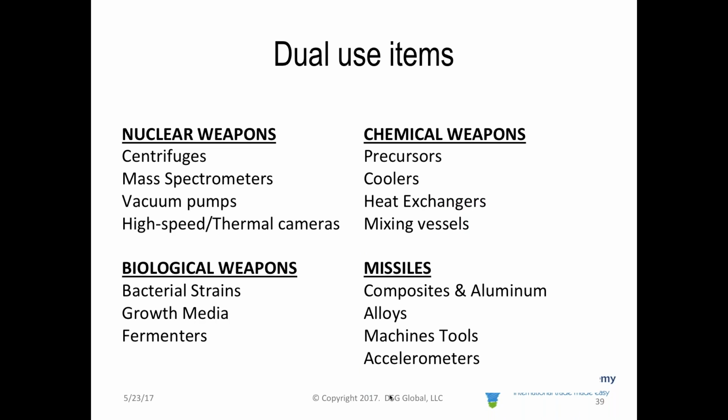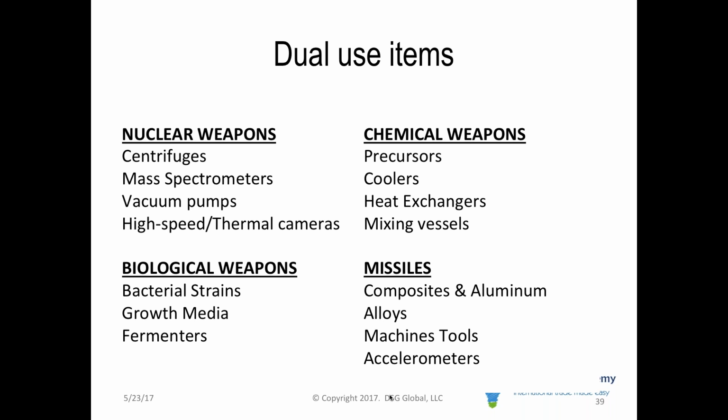For example, these are all civilian use items which are used in laboratories and industrial setups, but they can also be used for nuclear weapons. Let's see. Centrifuges, mass spectrometers, vacuum pumps, thermal cameras. Simple stuff that you use in a lab can be used as biological weapons, like bacterial strains, growth media, fermenters, and so on and so forth.